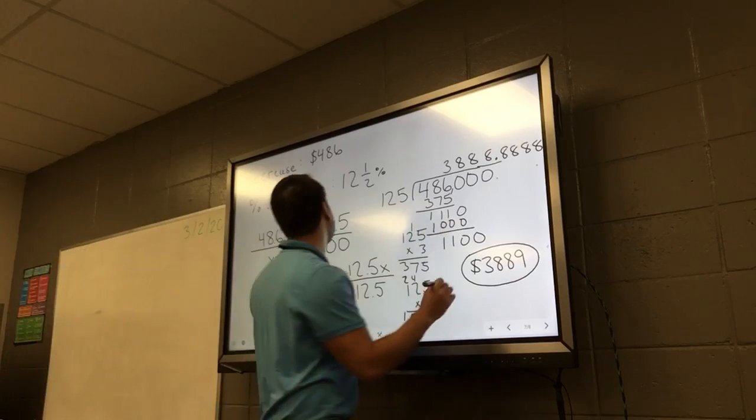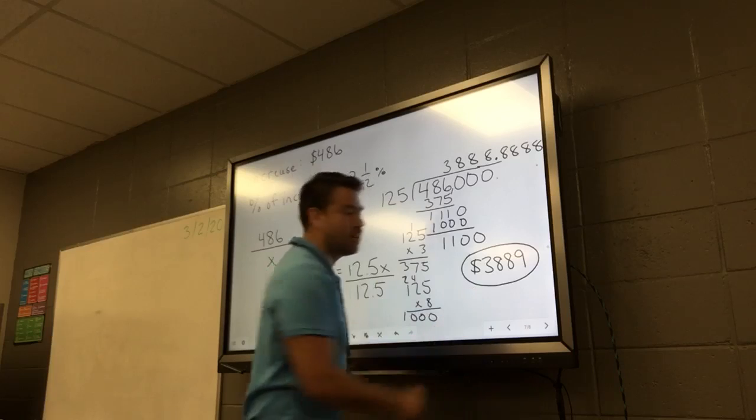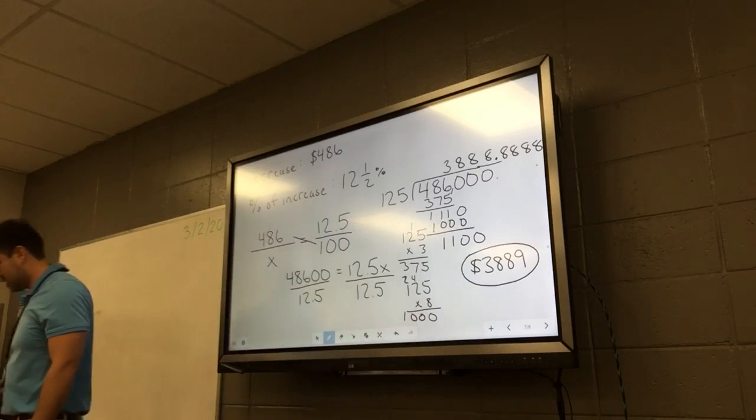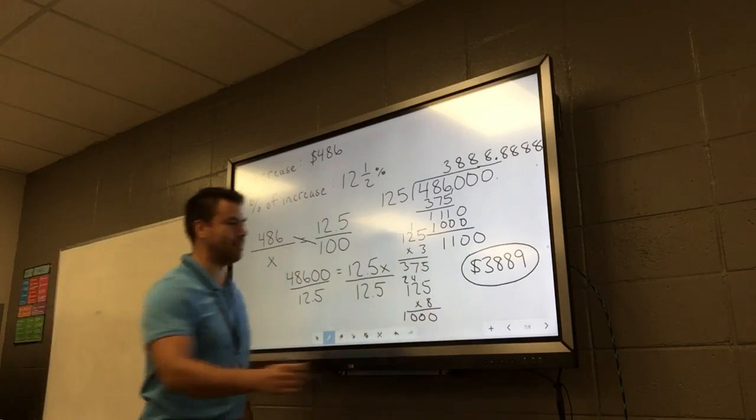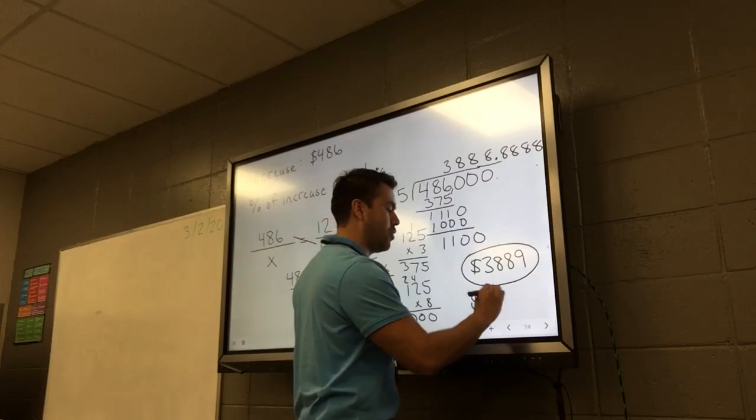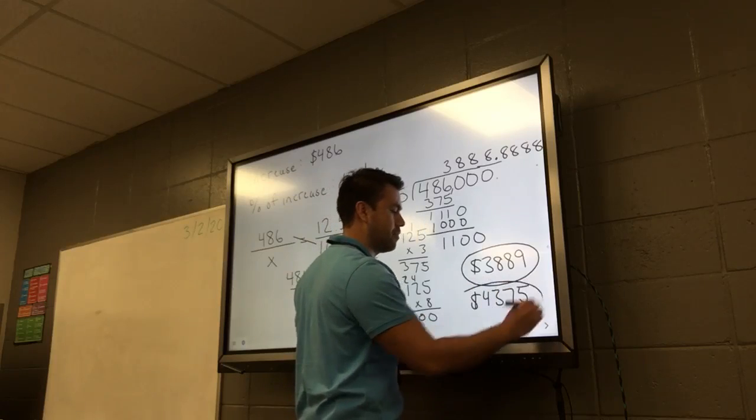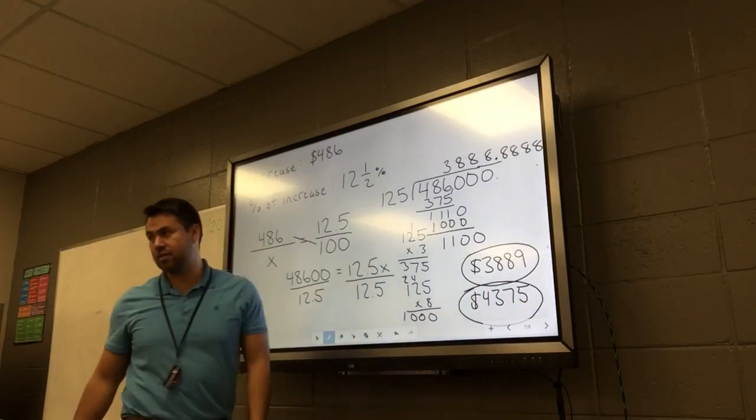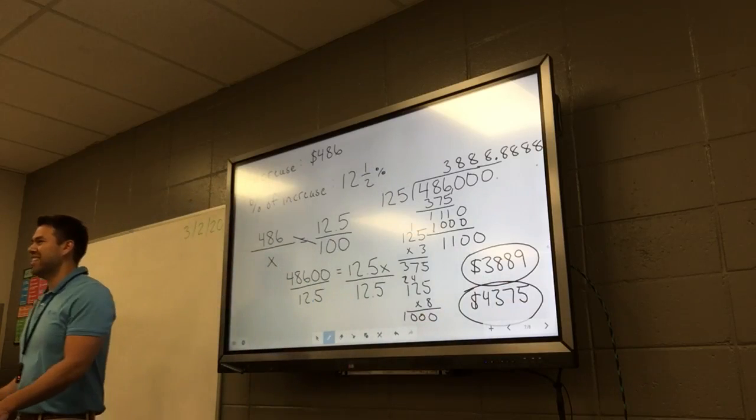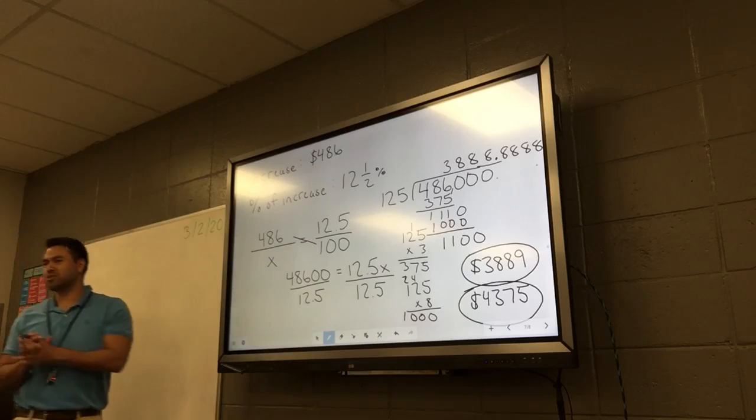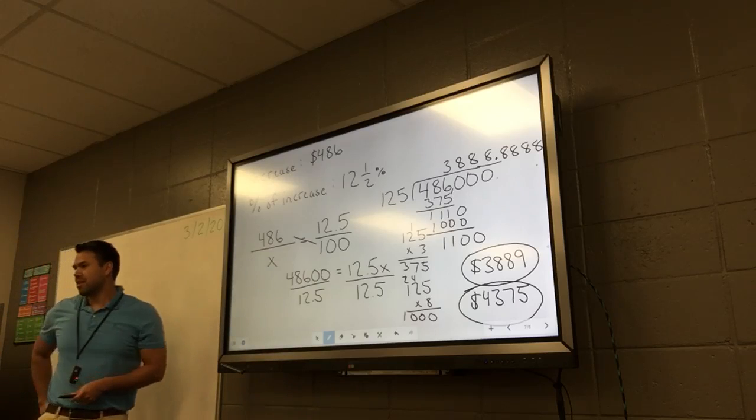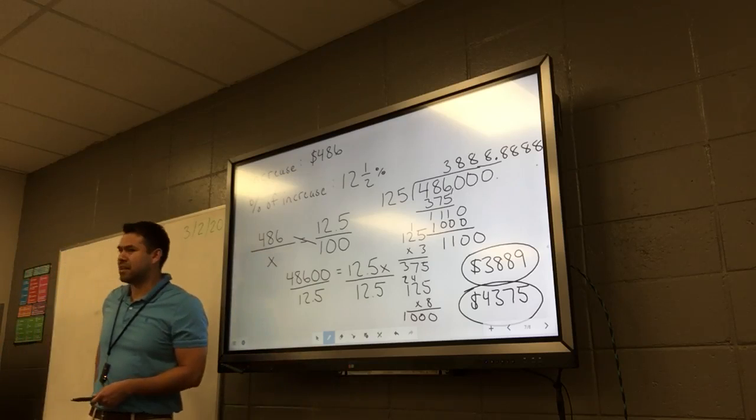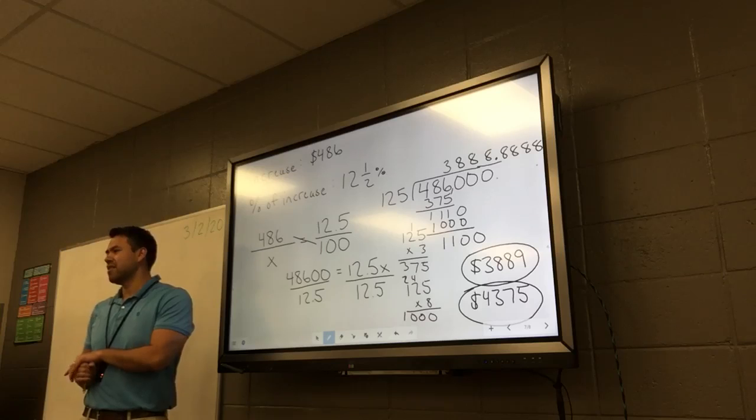When you said that out loud, what is that? It is 4375. Yes, almost. 4375. That's the new amount. Correct. Why would you add the increase and not subtract the increase? Because it's an increase. It goes up.